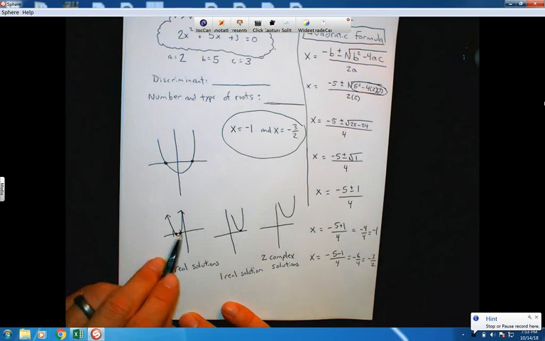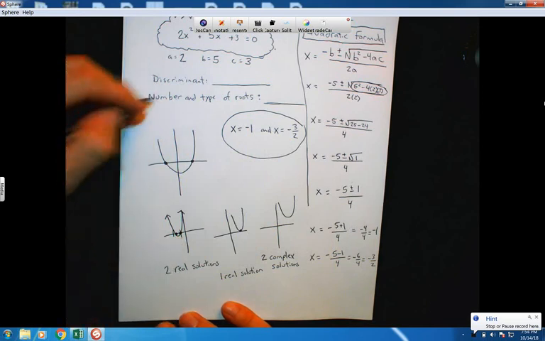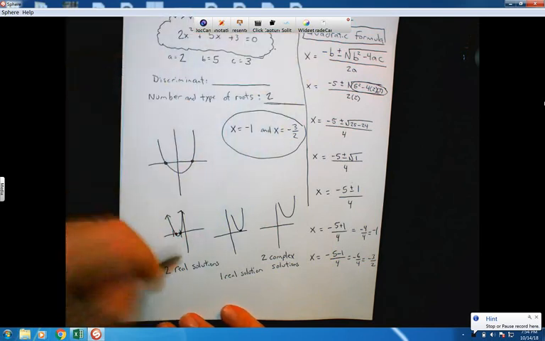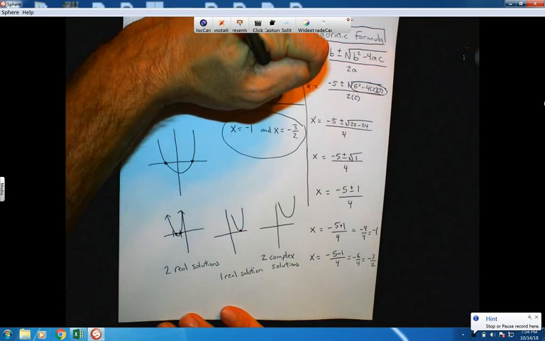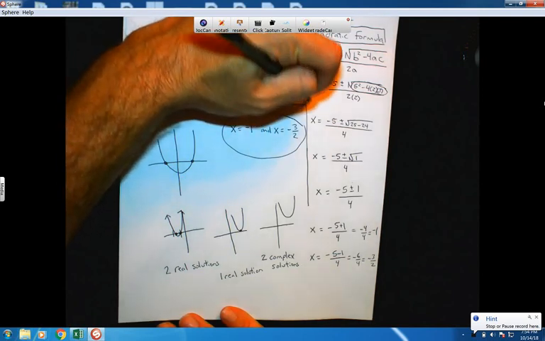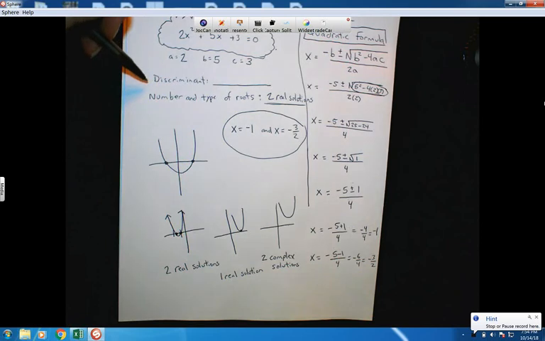So the number and type of roots. Well, this one had two real solutions, didn't it? It really hit the ground 2 times. So we know that this one has how many solutions? It has 2. And what type are they? They're real. 2 real solutions. And that leaves us with this discriminant business.